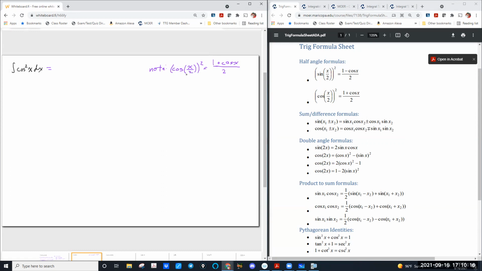There is one little nuance we have to be careful of. This was for cosine of x over 2 squared. And maybe I should say, that's the same as, remember from your notation from trig, cosine squared of x over 2. Those are the same thing.